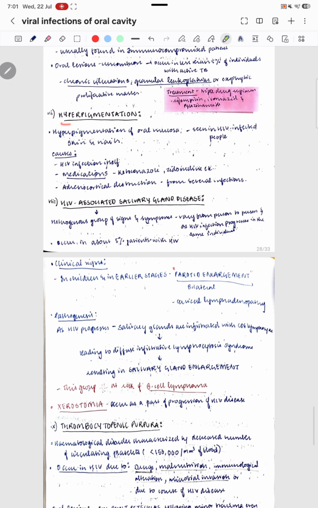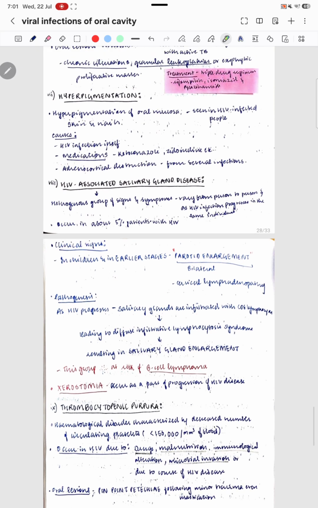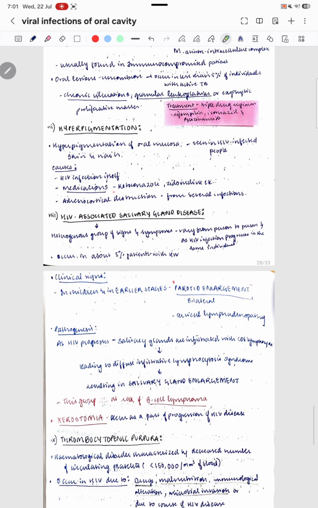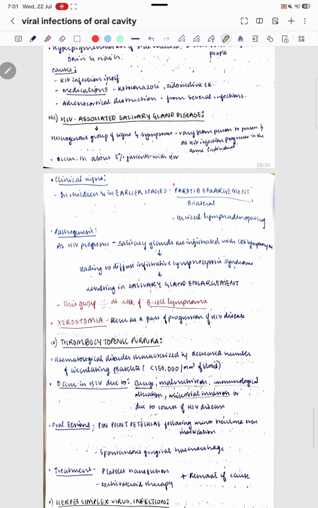Then there is hyperpigmentation of the oral mucosa, usually seen in the oral mucosa, skin and nails. Causes: HIV infection itself is one cause. Then you have medications, that is ketoconazole and zidovudine. This one is an antifungal, this is an antiviral. So this is nothing but a pigmentation which is manifested in HIV patients.